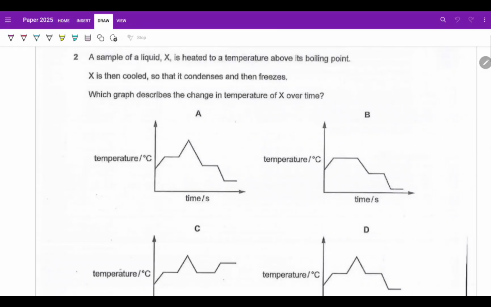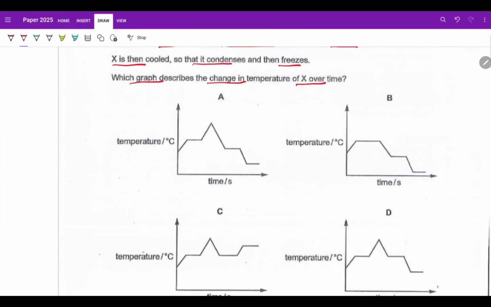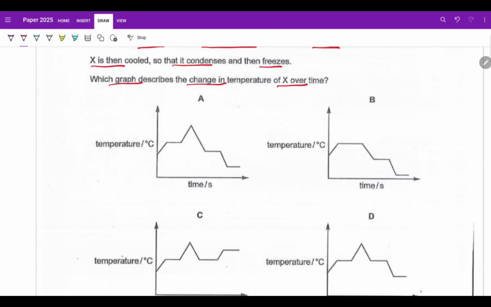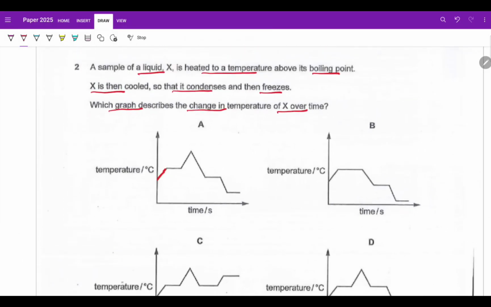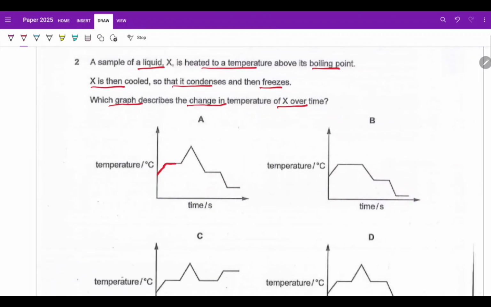Next is question 2, which says that a sample of liquid X is heated to a temperature above its boiling point, and is then cooled so that it condenses and then freezes. Which graph describes the changes in temperature of X over time? If I consider this, a liquid is heated and then it starts boiling, and then heating above boiling point and then condenses. At this point it condenses and at this point it is boiling. It means this is wrong, not possible.